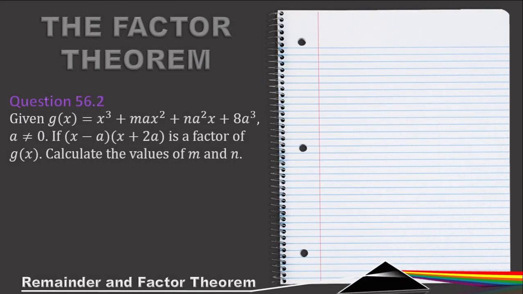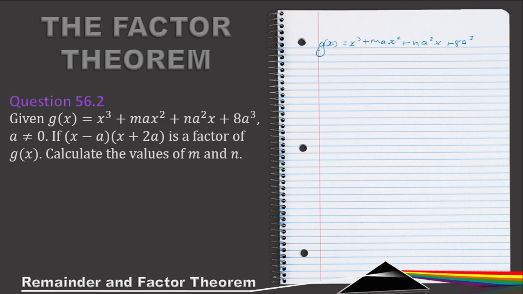Okay, last question. Given that g(x) is the following, g(x) is equal to x cubed plus m a x squared plus n a squared x plus 8a cubed. a is not 0, and if (x minus a) times (x plus 2a) is a factor of g(x), calculate the values of m and n. Now, we are basically just given 2 factors, and we're given 2 unknowns.